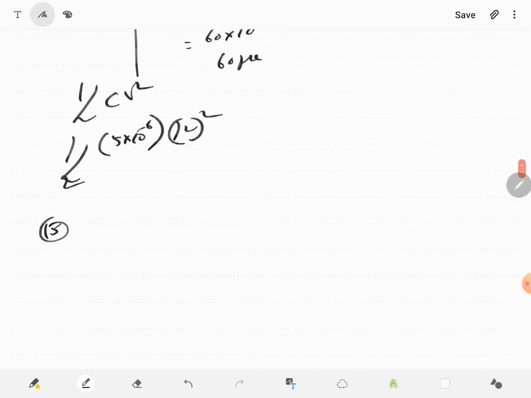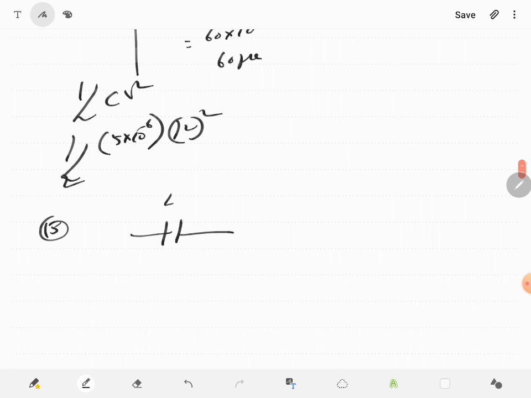15th question. A 4 microfarad capacitor is charged by a 12 volt battery. The battery is disconnected. Now you're disconnecting it and you're inserting a dielectric medium of constant K equal to 8, which is inserted to fill the plates of the capacitor completely. So find the change in the charge.